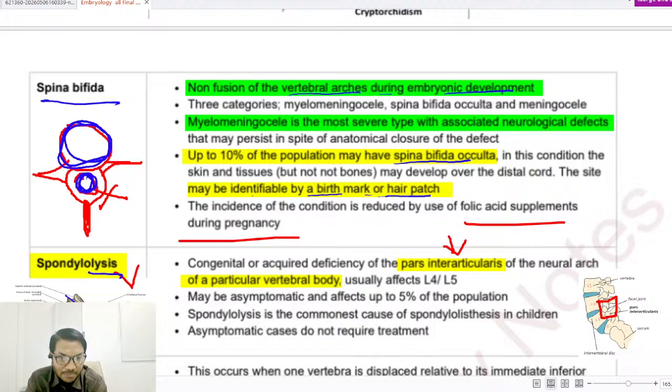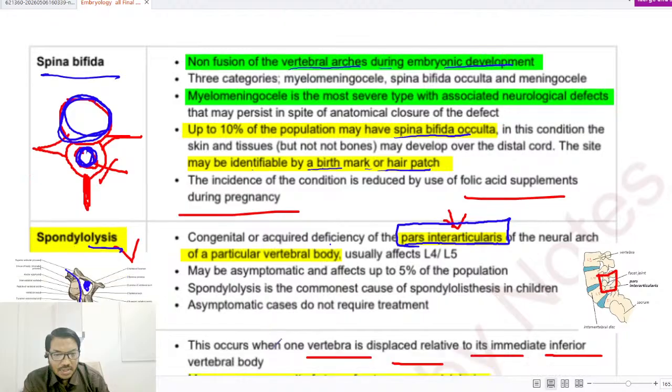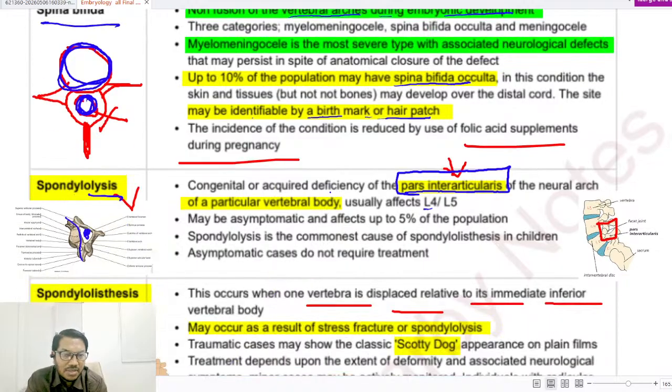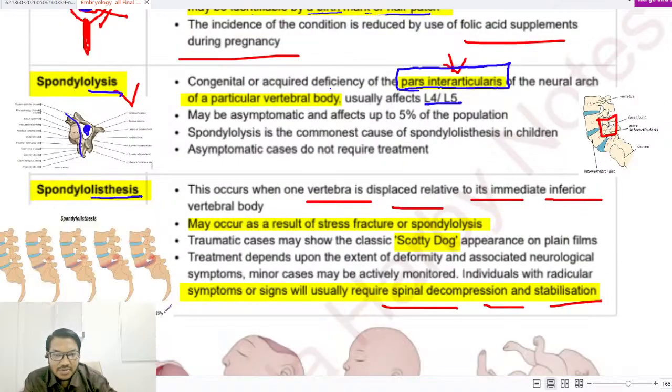Spondylolysis, very important. Questions come from here. It is a congenital or acquired deficiency of the pars interarticularis. This is the pars interarticularis here in the picture. You can see that its absence causes spondylolysis. Usually it affects the lumbar 4 and lumbar 5 region. Another almost similar term is spondylolisthesis, and in the X-ray picture there will be a Scotty dog.